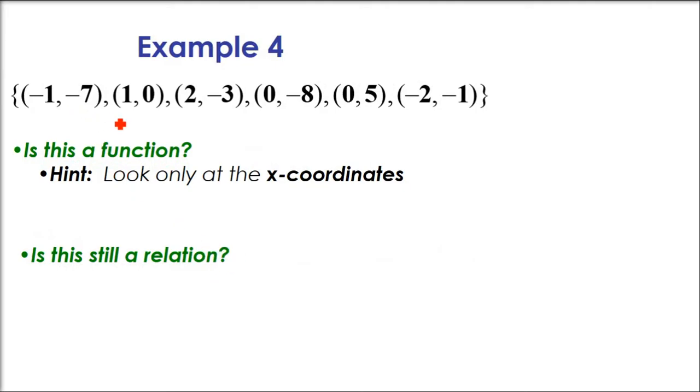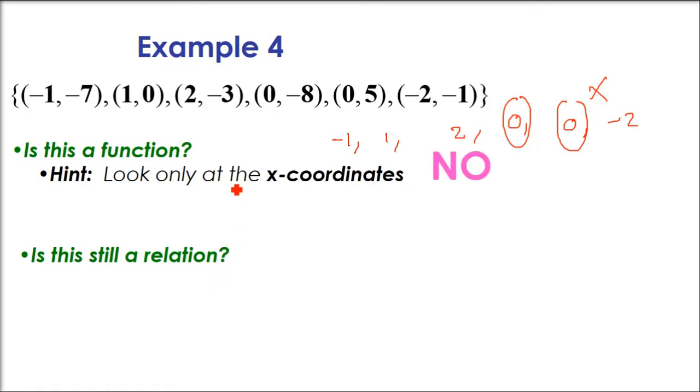Let us take one more example. Whether this is a function, just write the x coordinate. I'm uttering this word coordinate because we are going to represent it in the graph. I am writing only the x value, the first value of the ordered pair: -1, 1, 2, 0, 0, -2. No. 0 has come two times. X value two times. This will not be a function. Is this still a relation? Yes, of course. Relation has no such limitation. Only function has this limitation.